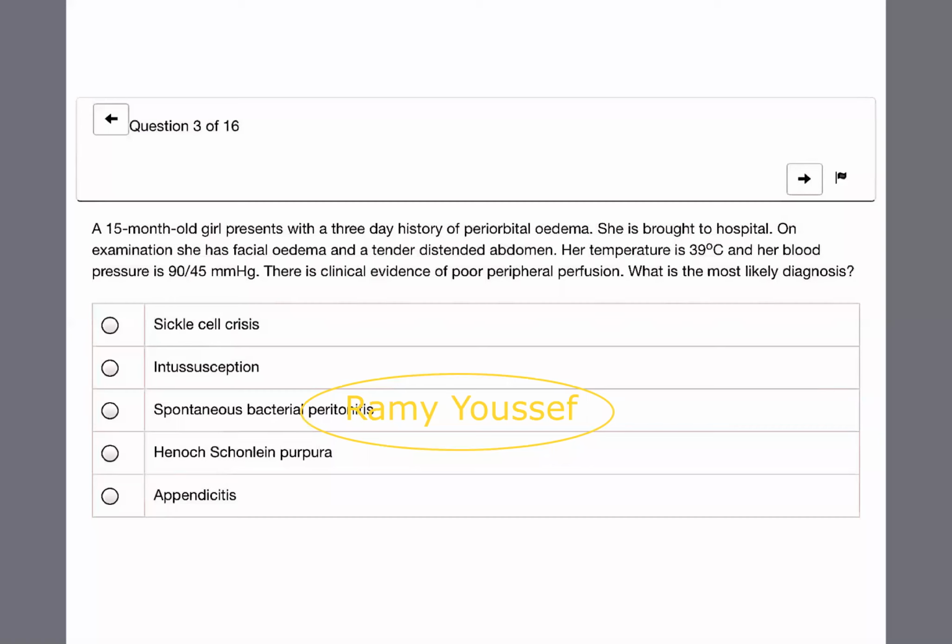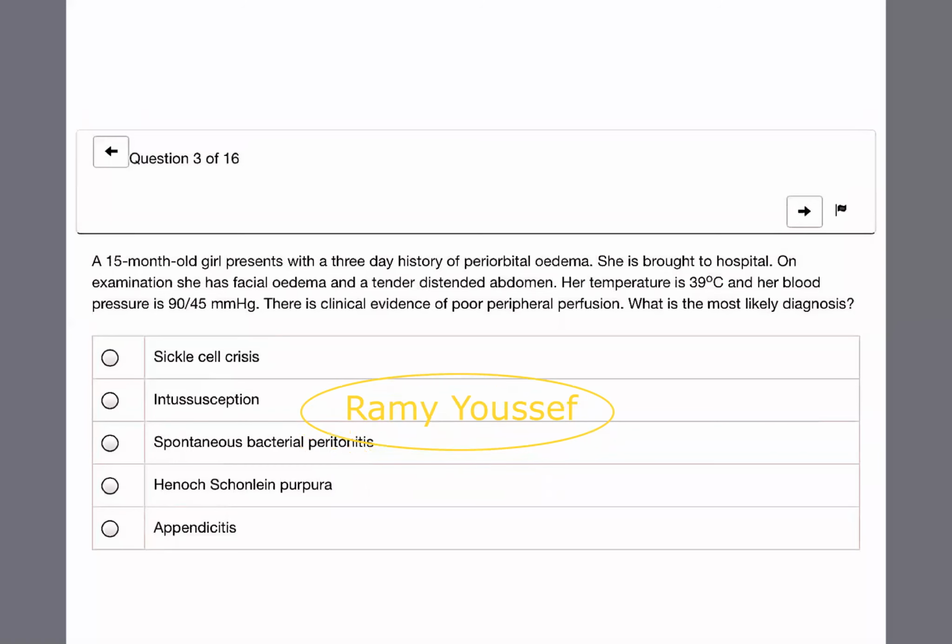Okay, a 15-month-old girl presents with a 3-day history of periorbital edema. She is brought to hospital. On examination, she has facial edema and a tender distended abdomen. Her temperature is 39 and her blood pressure 90/45 millimeters. There is clinical evidence of poor peripheral perfusion. What is the most likely diagnosis? Sickle cell crisis, intussusception, spontaneous bacterial peritonitis, Henoch-Schönlein purpura, appendicitis.